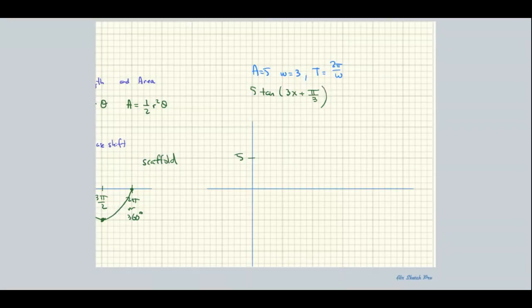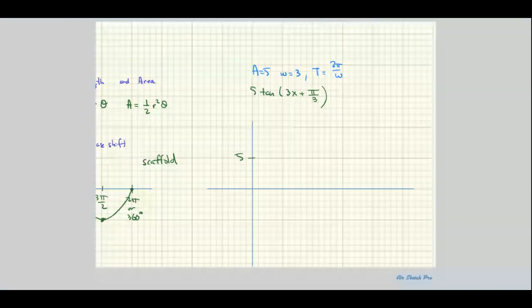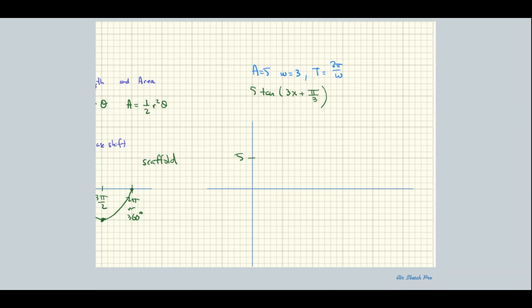Okay, you can stop now, because that was the professor being tricksy. Now, everybody who thinks it's pi over omega, put your hand up now. Oh, look, the professor's got his hand up. Normally, it's 2 pi over omega. But this is tangent, and tangent and cotangent work with pi over omega.